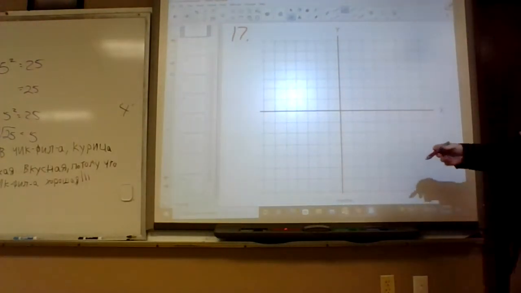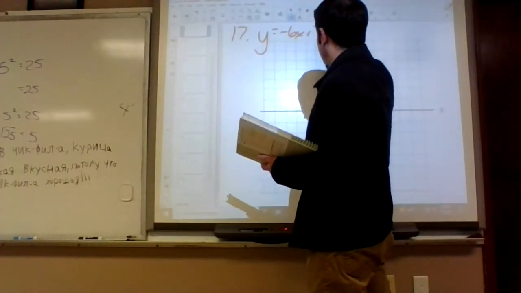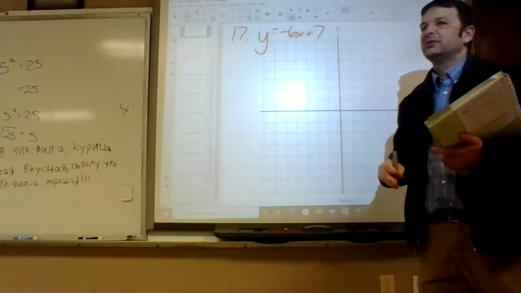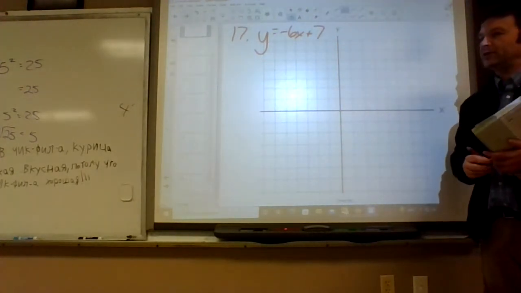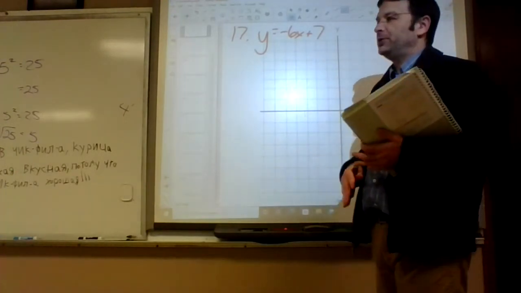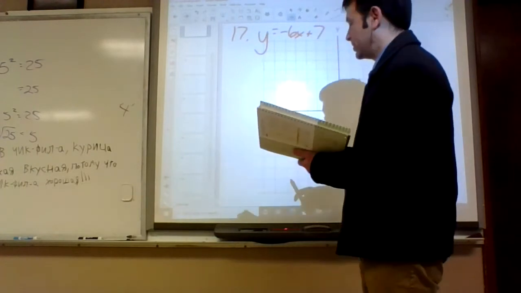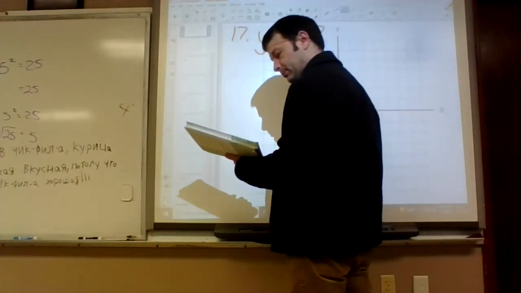17, y equals negative 6x plus 7. Where am I going to start at? Up 7, so make sure your graph goes up to 7. If you don't want to make a huge graph, you can make your x-axis lower, so it won't be as hard to get up to 7.